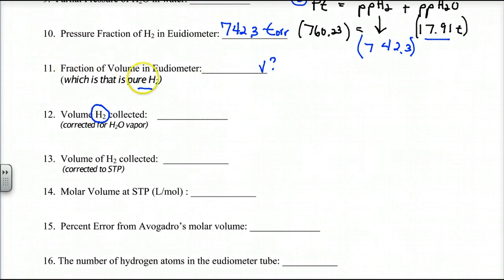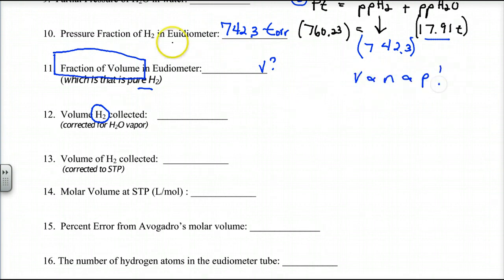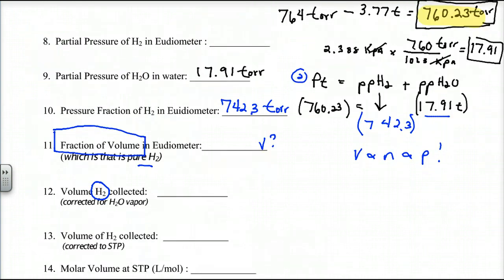Now, the fraction of the volume in the eudiometer. Remember the eudiometer is a container. Is a fraction of the what? What's proportional in a container? Volume, moles, and, yeah, someone said it, pressure. Volume, moles, and pressure are all proportionate. So what's the fraction of the volume in the eudiometer?